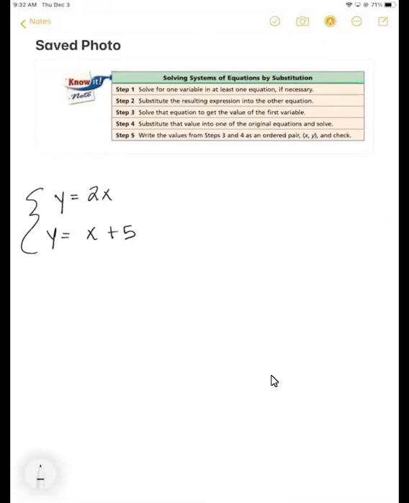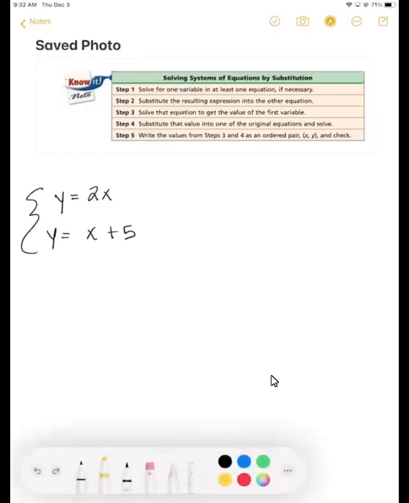So when you have an equation, most times we substitute things like numbers into variables. So like 5 goes with x. If x equals 5, we'll put 5 where x goes. All right. But in this case, we are trying to get an ordered pair, which is a solution. So the first step is we're going to solve for one variable in at least one equation if necessary.